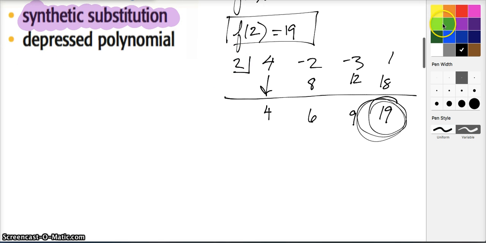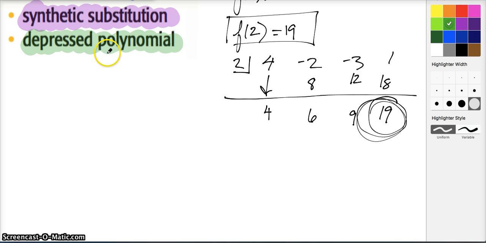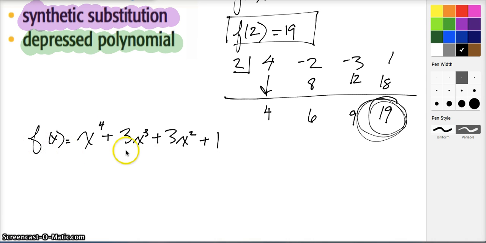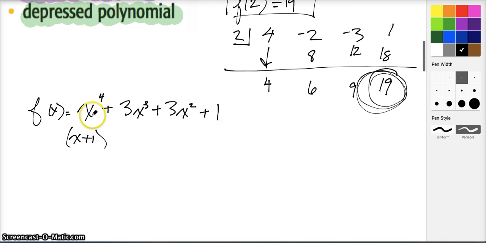A depressed polynomial is a polynomial such that when you divide out one of its factors, the answer you get is called a depressed polynomial. So I'll show you. If I were to give you this function, f of x equals x to the fourth power plus 3x to the third plus 3x squared plus 1, and I were to tell you that x plus 1 is a factor, and ask you to find the depressed polynomial, you would divide x plus 1 into this f of x to get a quotient, and that would be the depressed polynomial.